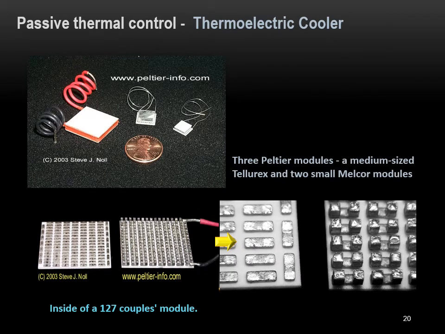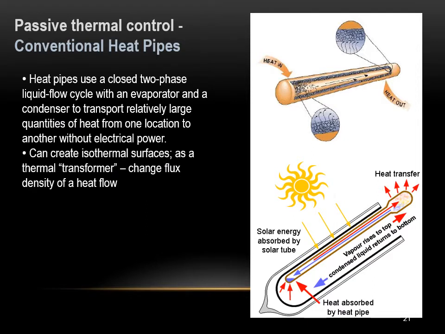This is an example of a thermoelectric cooler known as a Peltier module. And this is a conventional heat pipe. A heat pipe is a device that transfers heat in the form of the latent heat of vaporization using a volatile working fluid that is circulated by capillary action in a porous wick structure. They are capable of large heat transport rates at very low temperature gradient.